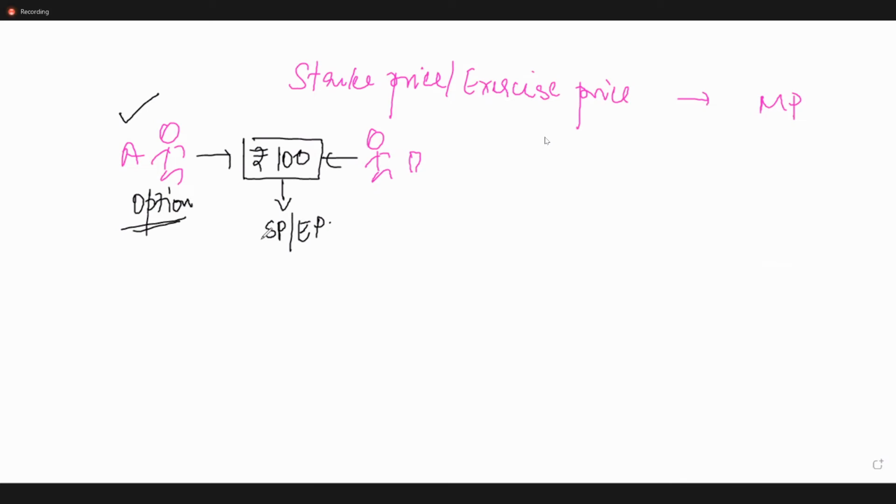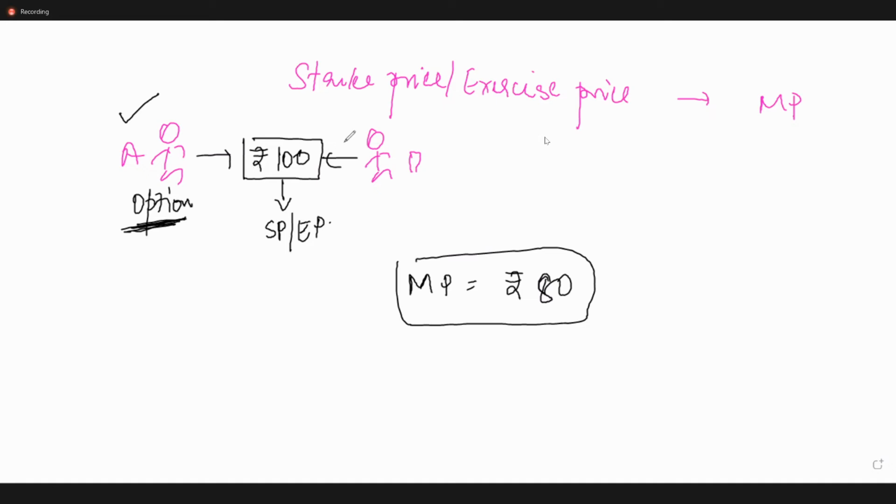Now, after a few days, when it's time to exercise the contract, the market price has come down to 80 rupees. So Hadi, tell me, what will Mr. A do now? Will he buy it from Mr. B for 100 rupees or will he go to the market and buy it for 80 rupees? Which is better? Mr. A has got the option either to exercise or not exercise the contract. So what will Mr. A do, Hadi? Will he buy it from B or will he go and buy it from market?